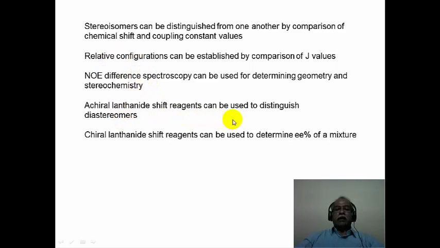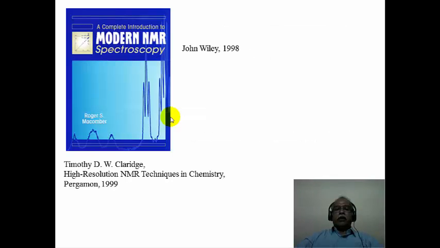A chiral lanthanide shift reagent can be used to distinguish diastereoisomers, and chiral lanthanide shift reagents can be used to determine the enantiomeric excess of a mixture. And of course, the Mosher's ester method can be used for distinguishing enantiomeric excess of compounds in a racemic mixture or in an enantiomerically enriched compound. It is possible to distinguish them by NMR spectroscopy by forming the diastereomeric mixture of esters using a Mosher's acid chloride.